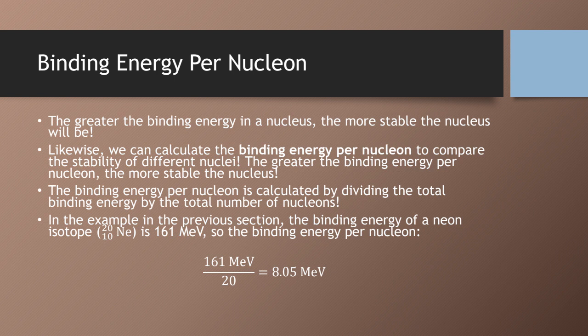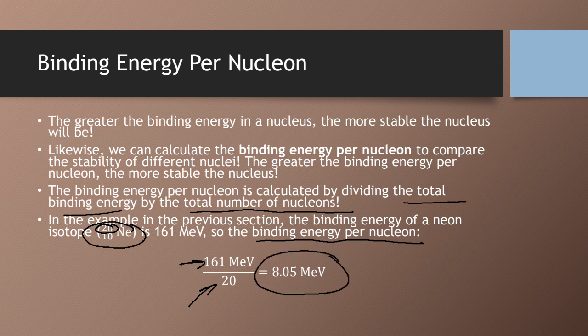The binding energy per nucleon is just calculated by dividing the total binding energy by the total number of nucleons. So in the last example, we had neon 20. Neon 20 has 20 nucleons. And so for the binding energy per nucleon, we would just take the given binding energy and divide by 20. 8.05 mega electron volts as a binding energy per nucleon is relatively high. Neon is a relatively stable nucleus. It's a noble gas. As you will see, they are not all that large.